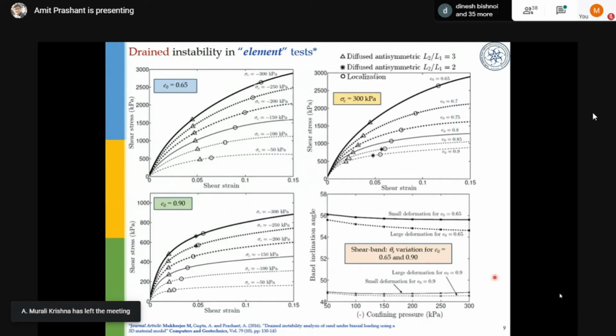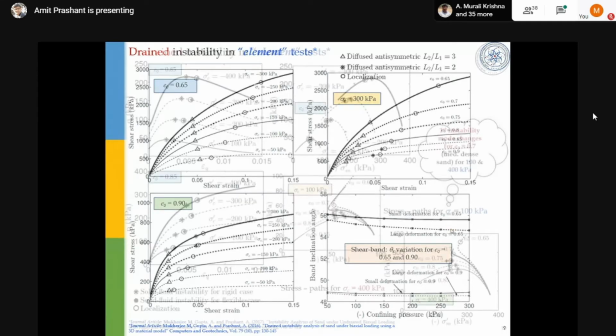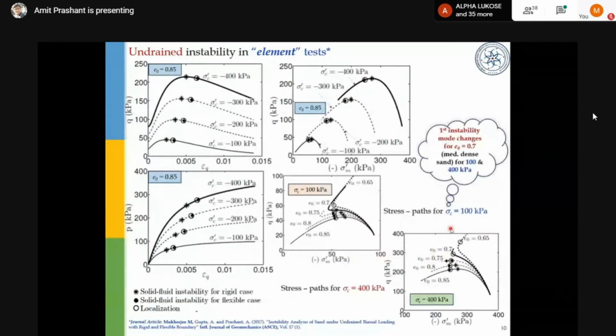Beyond that, you can see large deformation response and small strain deformation response. Even the band inclination angle, the shear bands that develop in a simulation of a single element, are quite different. And that is where the small strain deformations have to be understood with a pinch of salt, that we have some approximations involved in those.